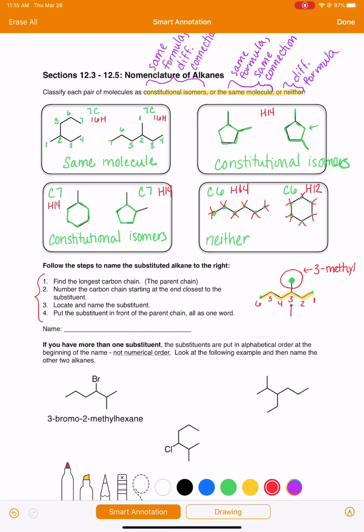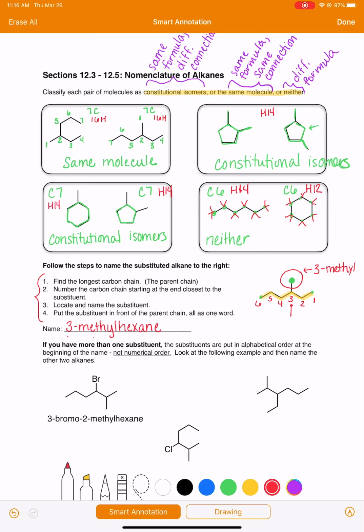So now we're ready to put the name together. We put the name of the substituent first, including its location, 3-methyl. And remember I told you you've got to put a dash or a hyphen in between the location and the name, 3-methyl. And then after that, we put the name of the parent chain. A 6-carbon parent chain is called a hexane.